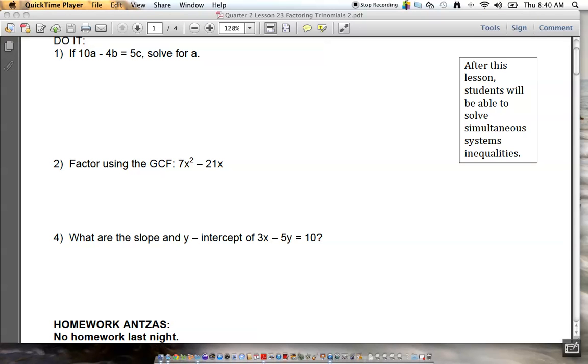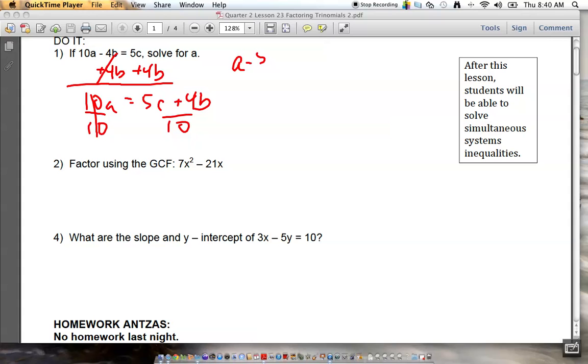Okay, now, on to today's do it. 10a minus 4b is equal to 5c. Solve for a. I'm going to go through this pretty quickly. Solve for a means get a by itself. 10a equals 5c plus 4b. Feel free to make it 4b plus 5c. Divide by 10. And as we spoke the other day, you should recognize it in this form, where I break the 10 apart into each of them.